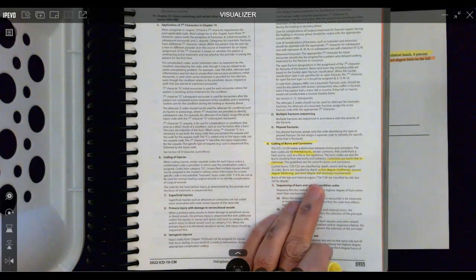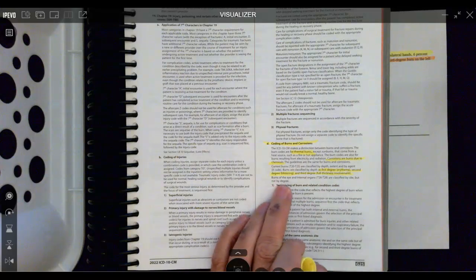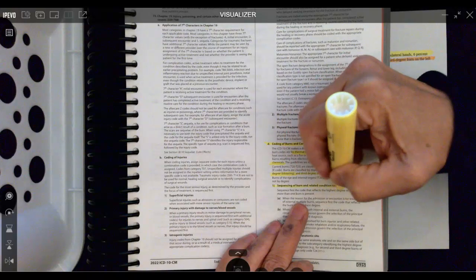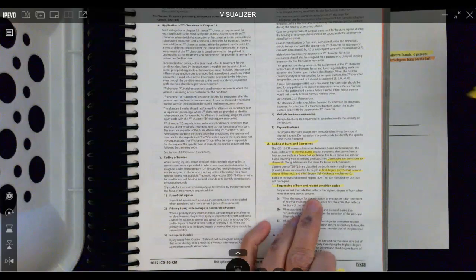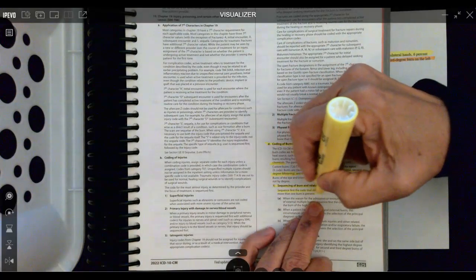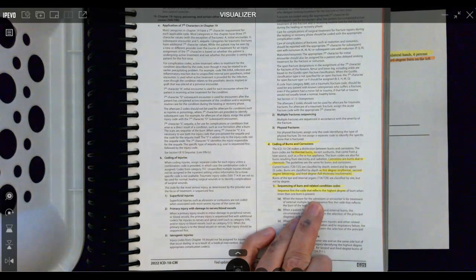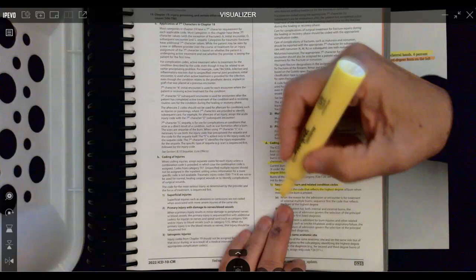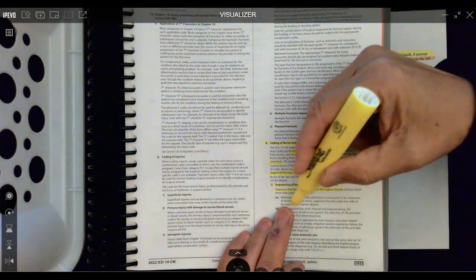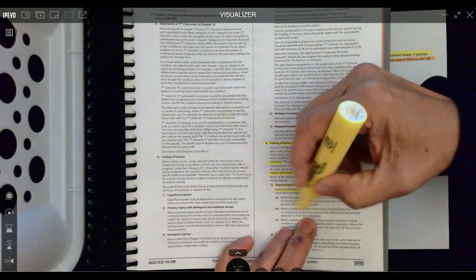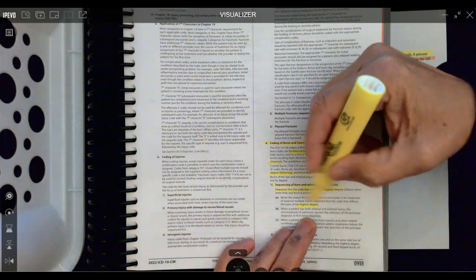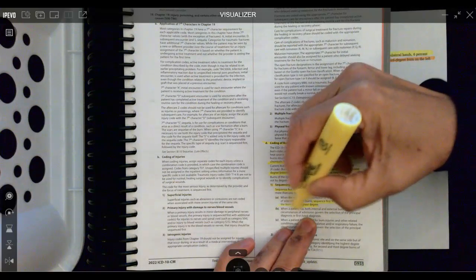Burns of the eye and internal organs are classified by site, but not by degree. Sequencing. I like sequencing. Sequence first the code that reflects the highest degree of burn when more than one burn exists. Sequence first highest degree, okay, which means third degree, if there's a third degree burn. If there's not, and there's a second degree burn, then you would code the second degree burn first. When the reason for the admission or encounter is the treatment of external multiple burns, sequence first the code that reflects the burn of the highest degree. Again, let's see, sequence first, we'll highlight this whole thing.